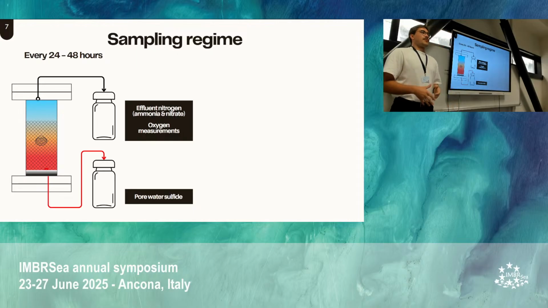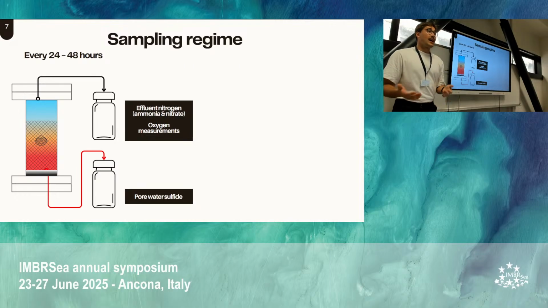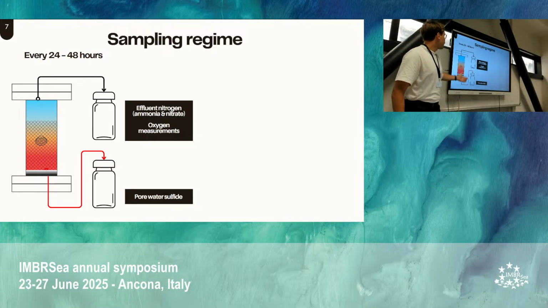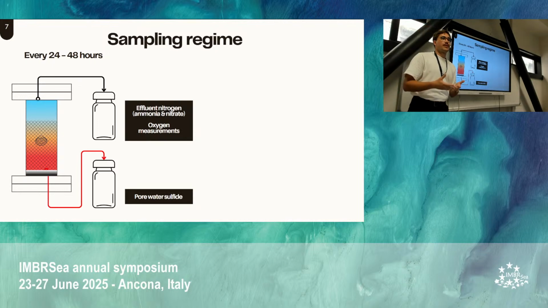So we ran the system for 48 hours to create some equilibrium. And then after this we sampled before we put any clams in. Following this, we took samples every 24 to 48 hours of effluent nitrogen, so all the ammonia and nitrate leaving the system. We did oxygen measurements to make sure that the clams are alive, because you can't see them because they burrow. We also wanted to see if we could measure respiration rates, as well as pore water sulfide, which we took from the bottom to make sure that we were creating this pool of sulfide we wanted at the bottom.